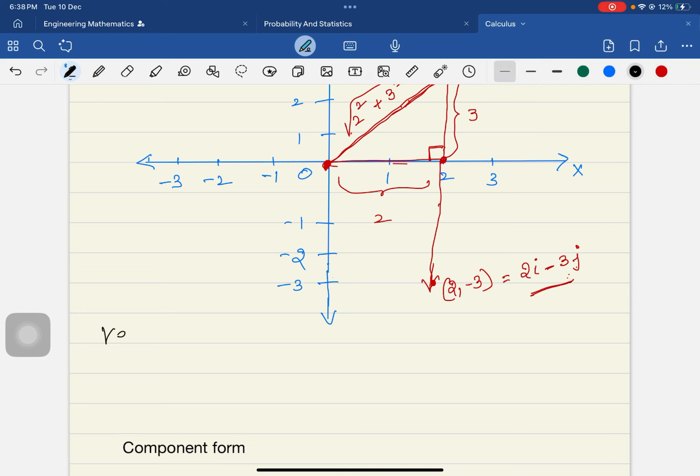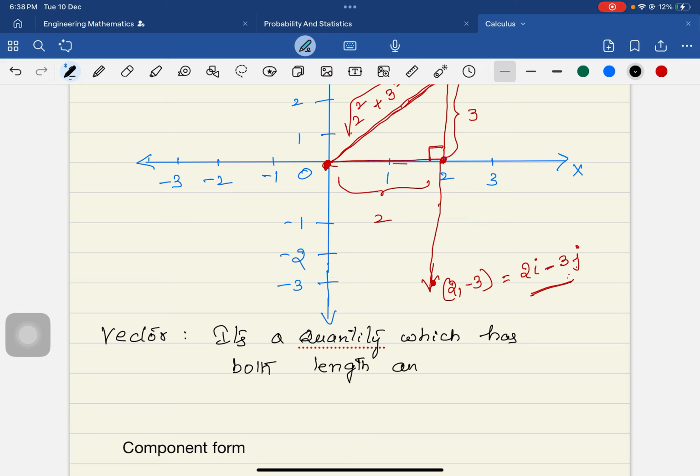So what does the vector mean? The vector means it's a quantity which has both length and direction. So we can think about the length of this vector. Also we can find out the direction, as towards the x-axis how many units, towards the y-axis how many units, all these we can identify. So this is what the vector means.